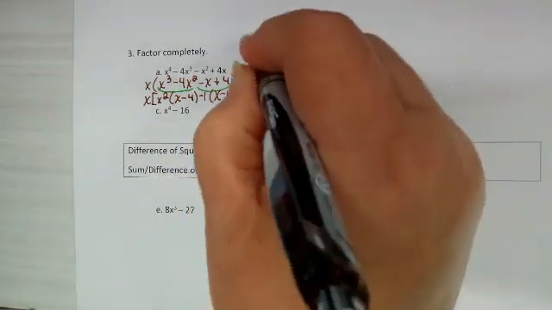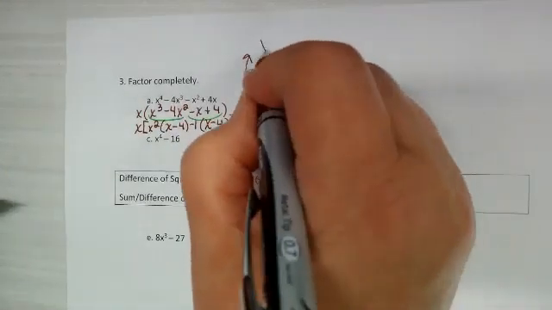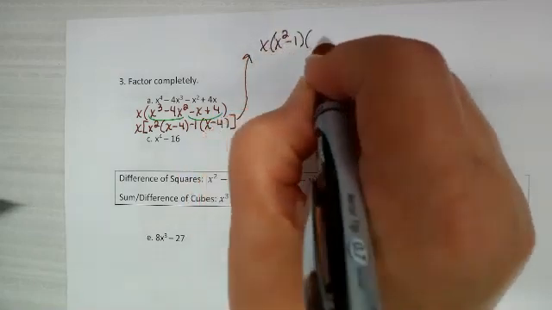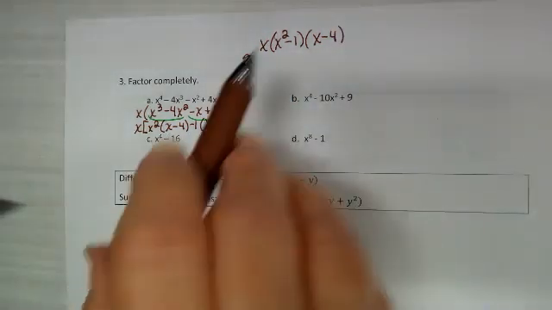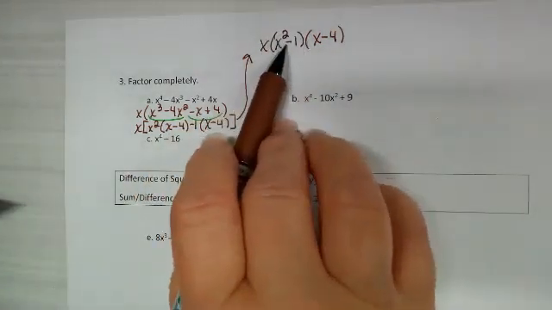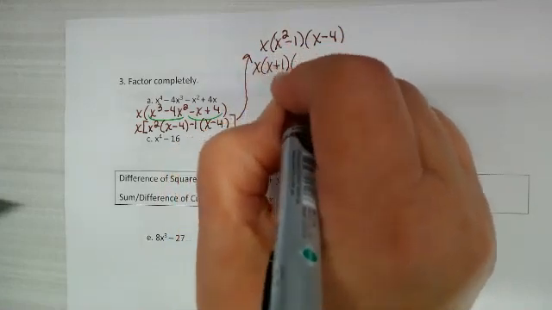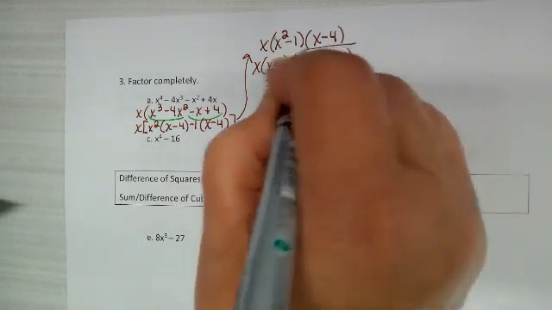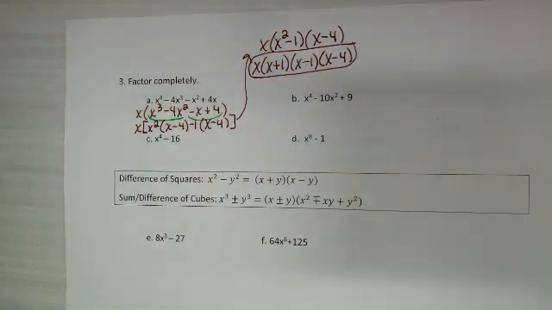And since I just ran out of space, we'll come up here. So I have my x, and then I have x squared minus 1, and x minus 4 is what they had in common. Please notice the difference of squares. So that's x plus 1, x minus 1, x minus 4. A lot to unpack on that one.